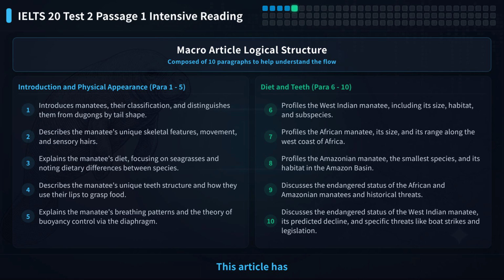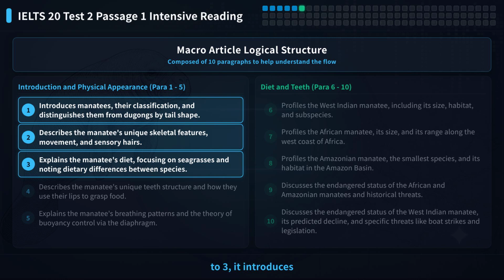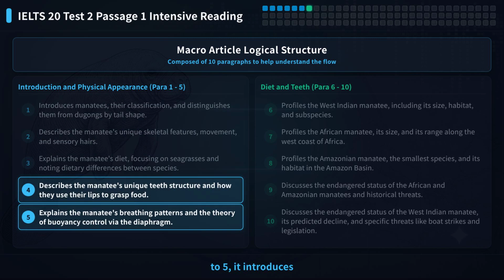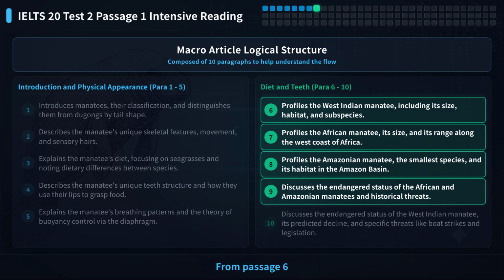This article has 10 paragraphs. It is an expository text that introduces the animal manatees. From passage 1 to 3, it introduces the appearance, bones, and diet of manatees. From passage 4 to 5, it introduces the teeth and breathing method of manatees. From passage 6 to 9, it introduces the specific information and current status of the 3 manatee species.